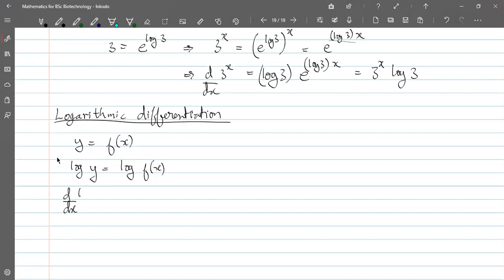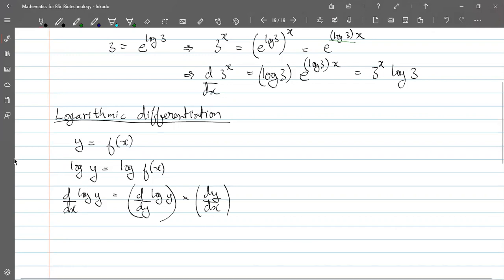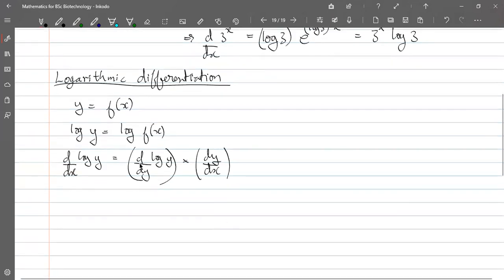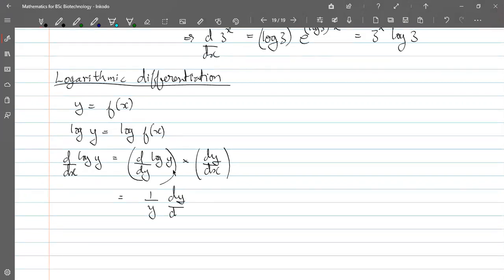So d/dx of log y is actually equal to d/dy of log y multiplied by dy/dx. This is simple chain rule, right? We know that y is a function of x. So d/dx of log y is d/dy of log y times dy/dx. What is d/dy of log y? It is 1 by y, and so this will be 1 by y times dy/dx. What we want is dy/dx.